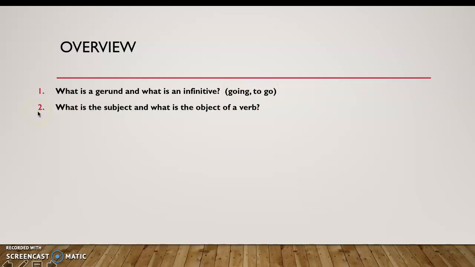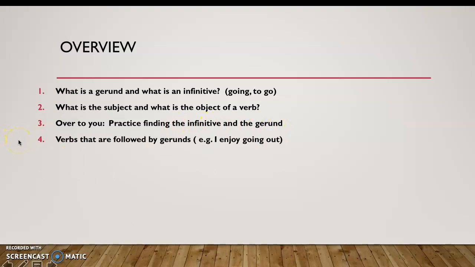So let's have a look. This is what we're going to look at. So first of all, what is a gerund and what is an infinitive? And I've got two examples here, going and to go. I will explain later. Then we're going to look at what is the subject and what is the object of a verb. And I will explain later. Then, over to you. I'm going to ask you to practice finding the infinitive and the gerund in a short story.